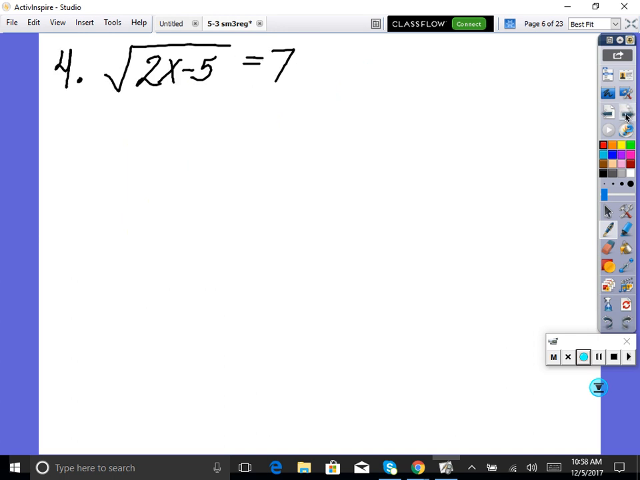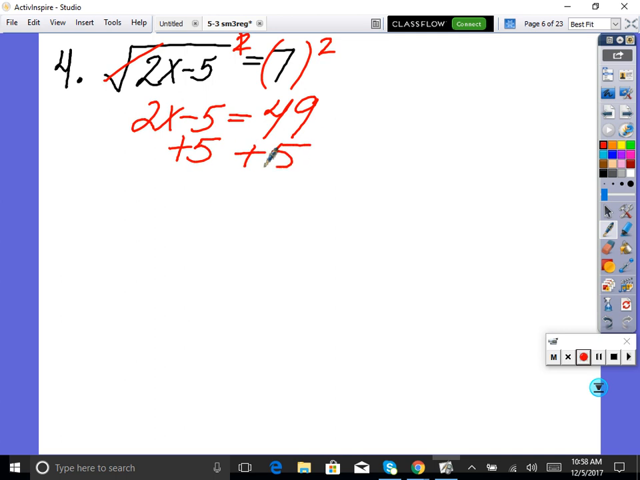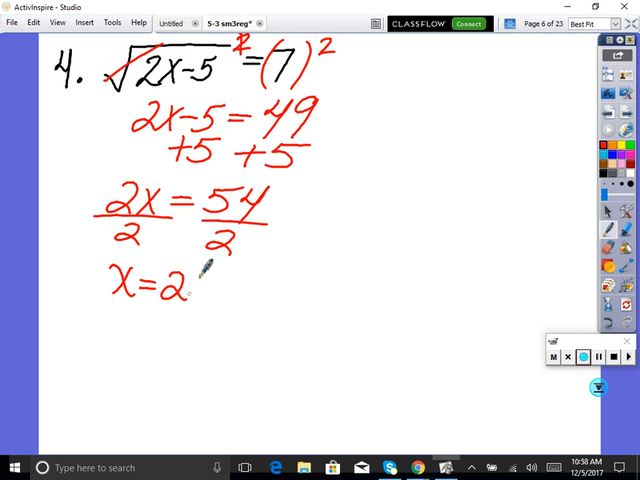Let's do another one. First step on number 4 is get the radical alone. Isn't my radical good to go? Yep. All this stuff is trapped underneath my radical, so I've got to undo the radical before I do anything with it. So wouldn't we square both sides? Root cancels out with power. We have 2x minus 5 equals 7 squared, which is 49. Solve for x. So we'd add 5. We have 2x equals 54. Divide by 2, divide by 2, x equals 27.